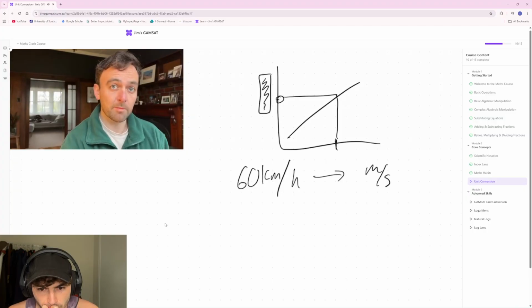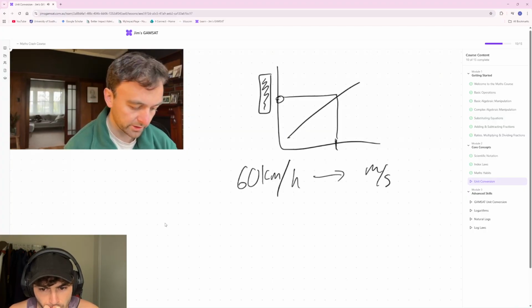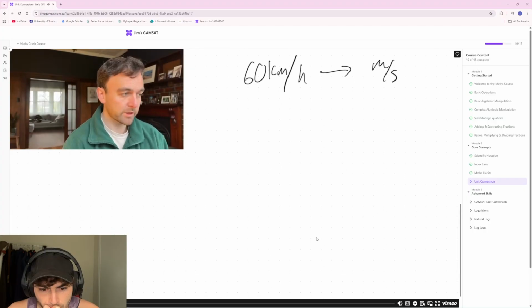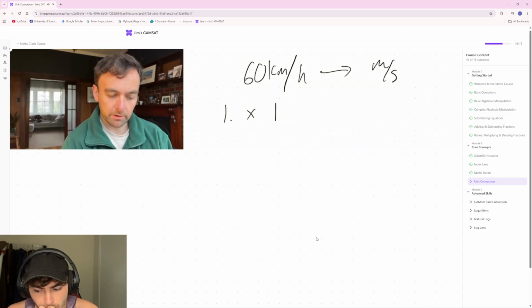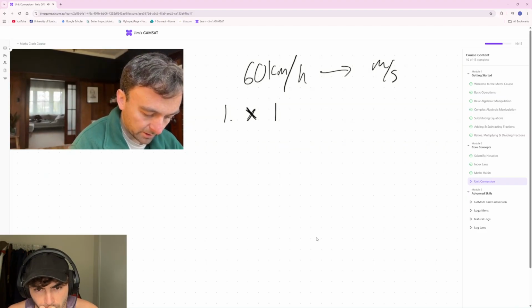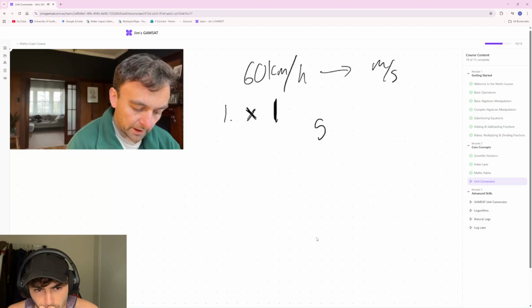So we really need to have a robust process so that we can convert any unit, and that's what we're going to do today. We're going to rely on a few mathematical principles here to get us there. The first thing is that we can multiply by 1 and not change the value. So just to give you an example, if I had 5, I could multiply that by 1.